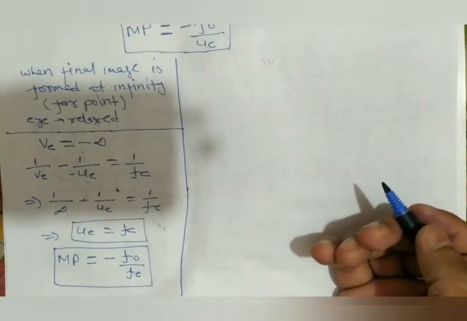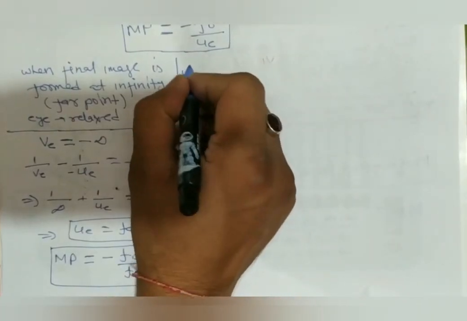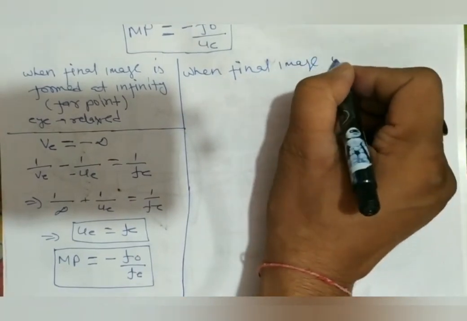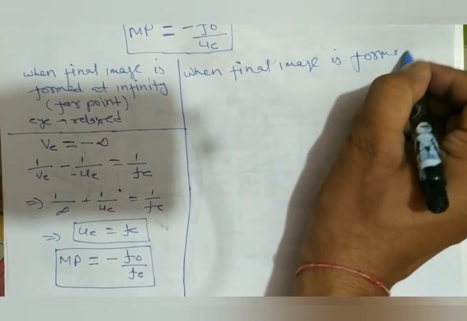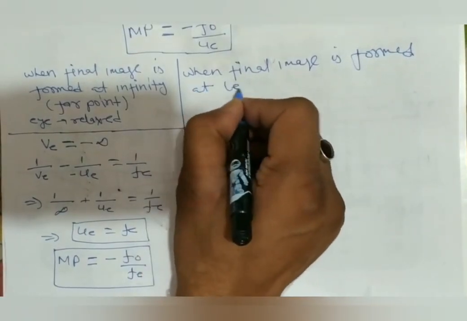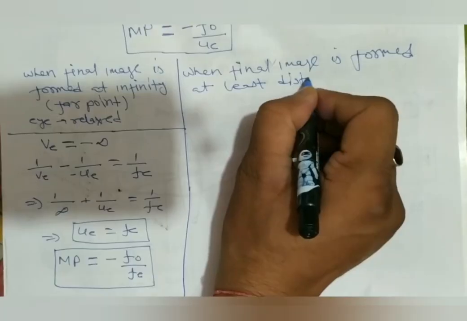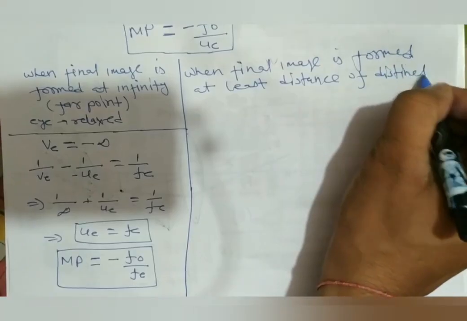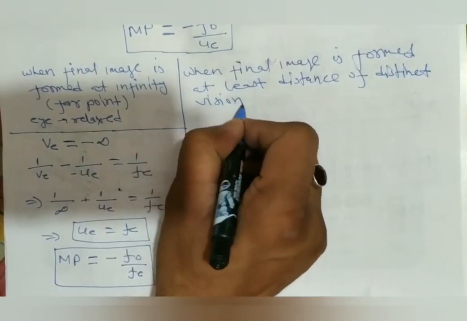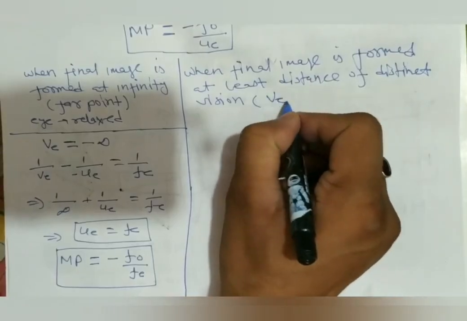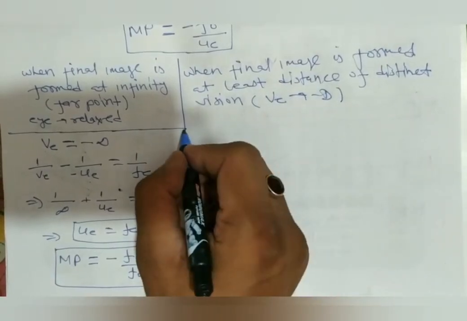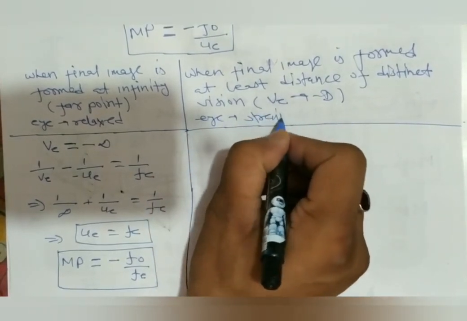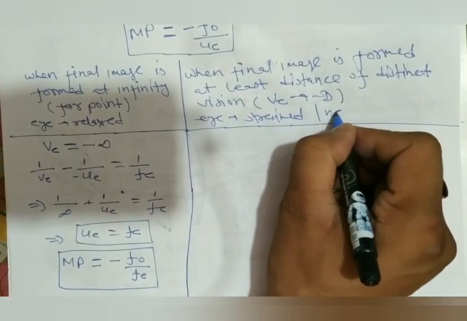Now second case, when the final image is formed at the least distance of distinct vision, that is, VE must be equal to minus D. In this case, the eye will be strained. This case is called near point.